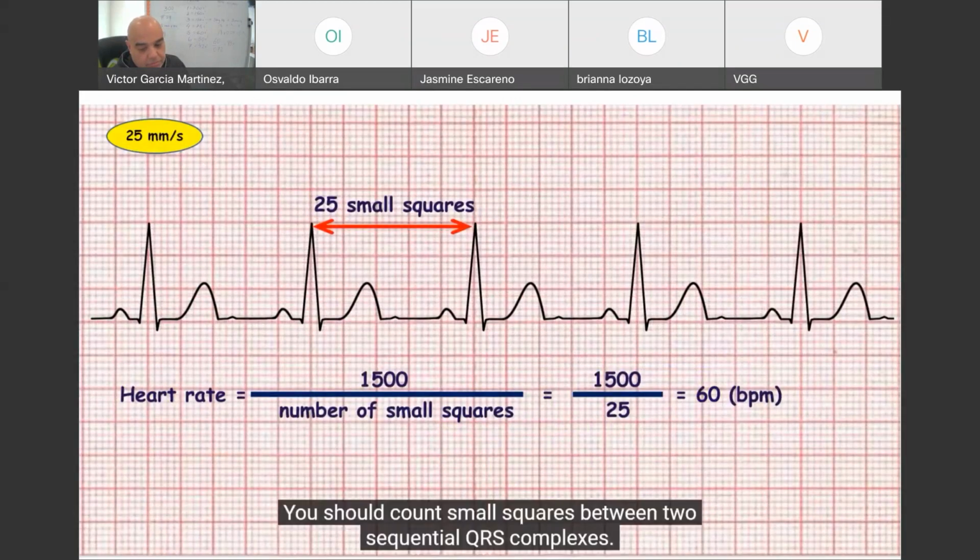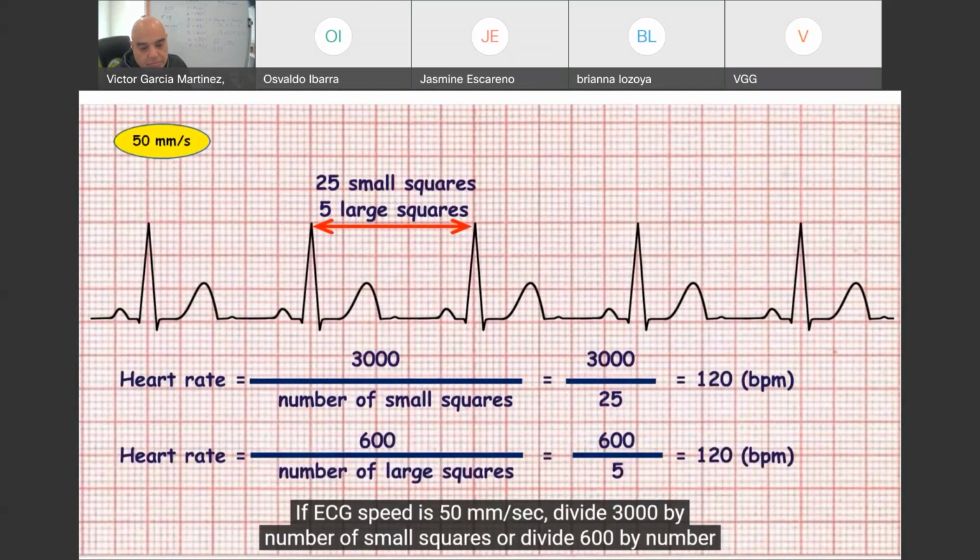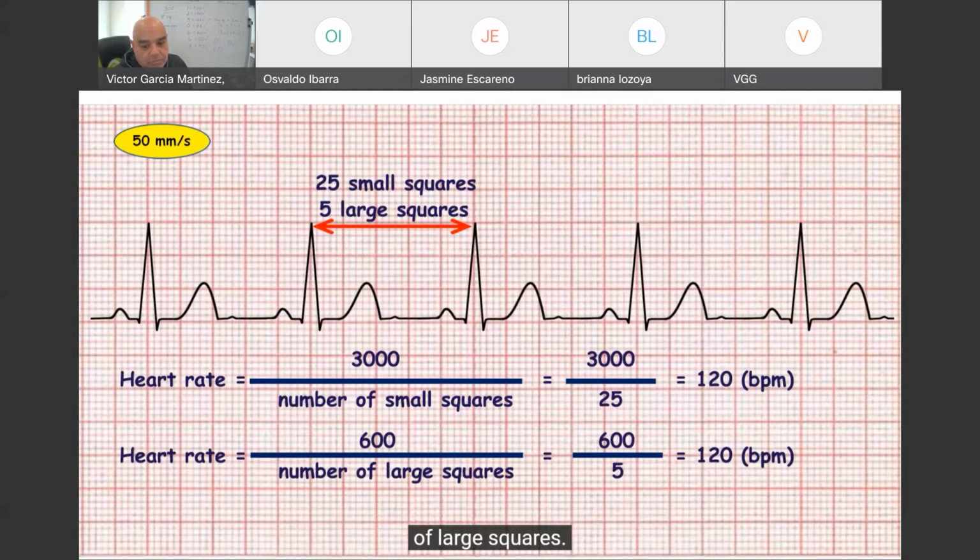The second method needs a calculator. You should count small squares between two sequential QRS complexes. If ECG speed is 25 millimeters per second, divide 1,500 by the number of small squares. Also, you can calculate the number of large squares. Then, divide 300 by the number of large squares. If ECG speed is 50 millimeters per second, divide 3,000 by the number of small squares, or divide 600 by the number of large squares.